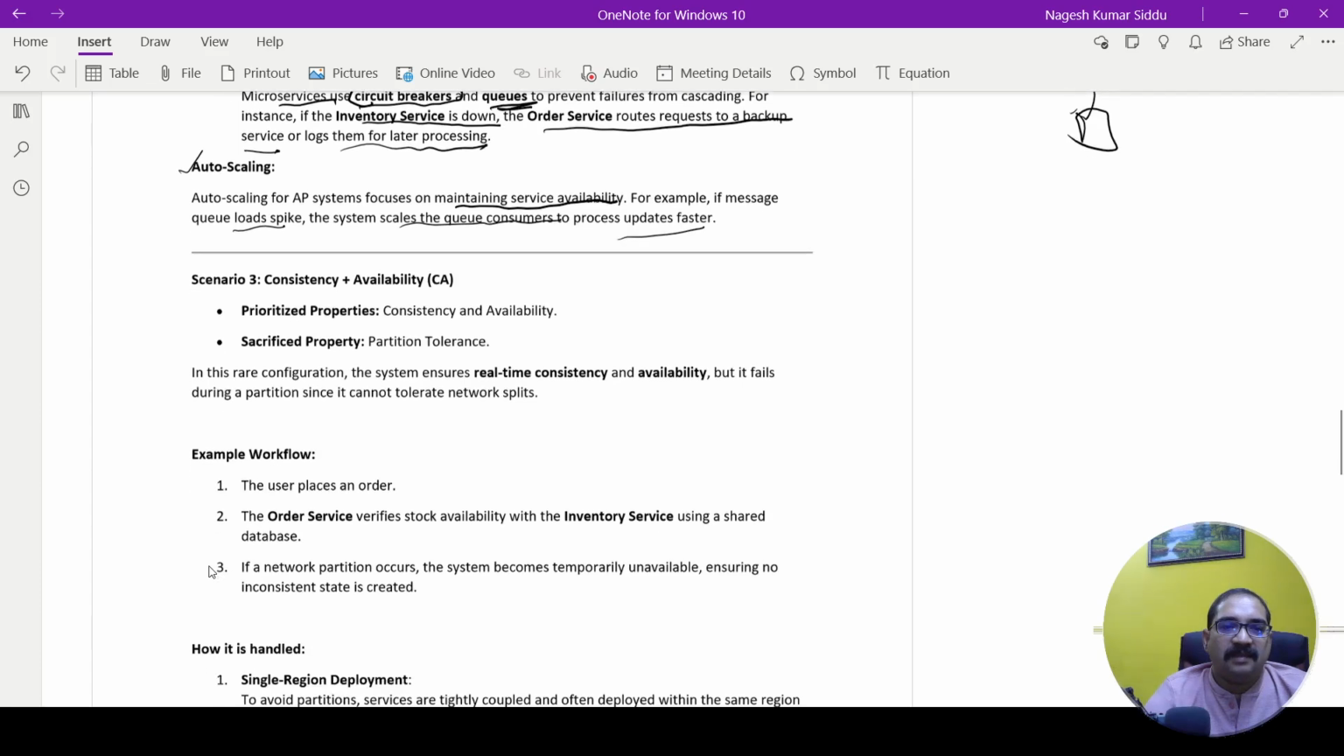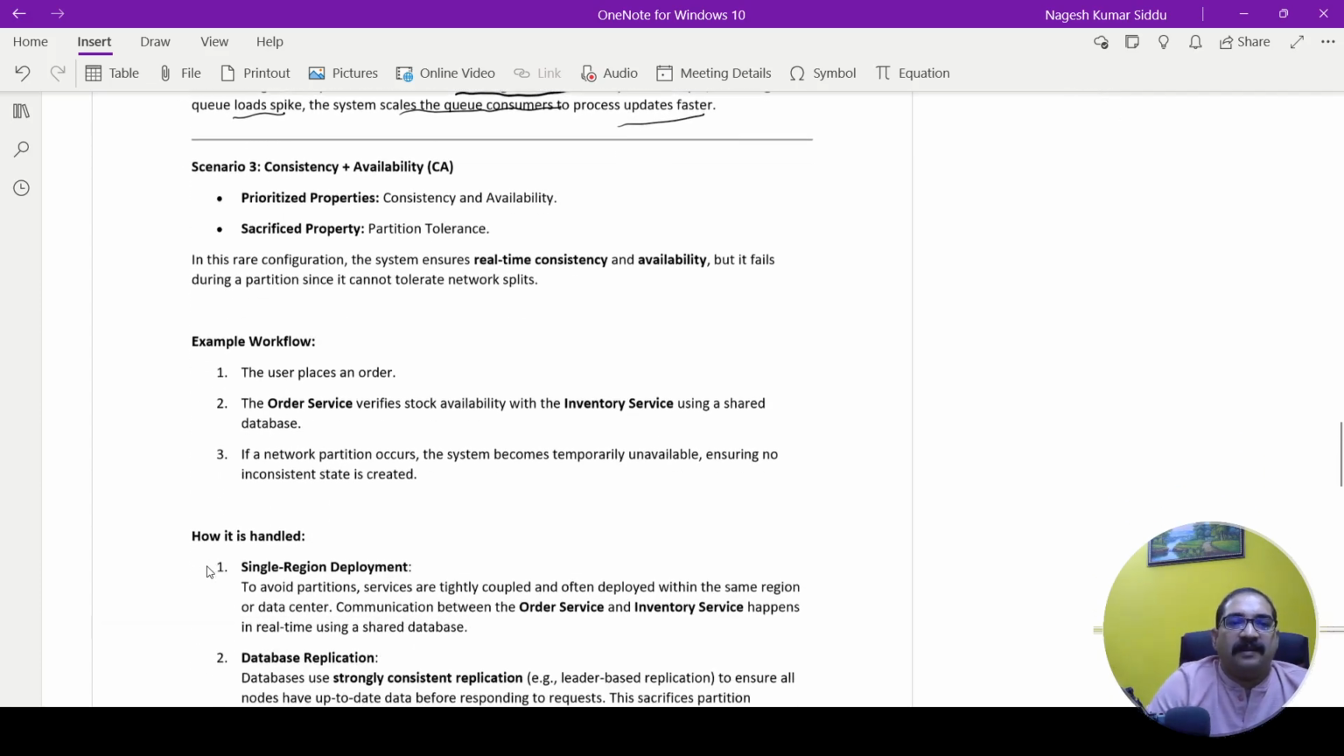Okay, now let's see the third scenario where consistency and availability are prioritized. Here consistency and availability are prioritized, but partition tolerance is sacrificed. That means if there is a failure, it's a failure. Now let's see how it is done.